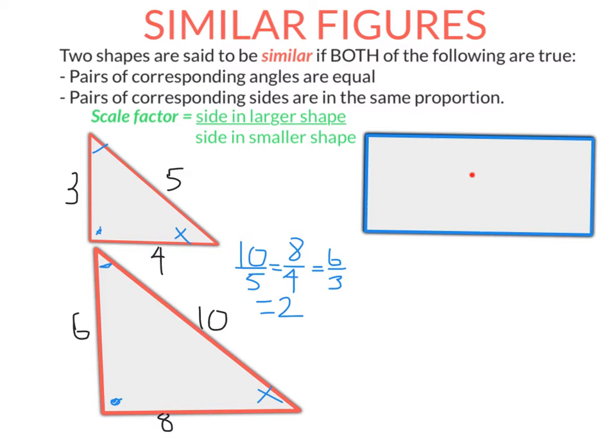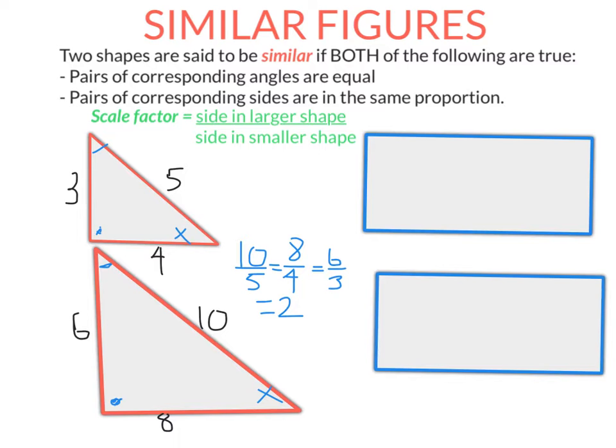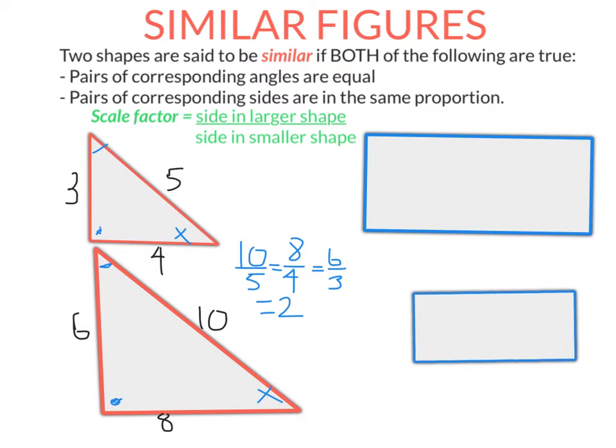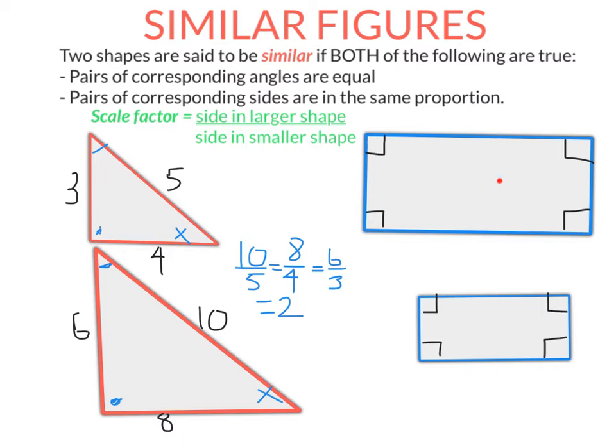So we could do something similar here with this rectangle. Similar figures need not necessarily be triangles. So we could take this rectangle here, and instead of an enlargement, we're going to perform a reduction. So this shape is just a larger version of this shape. Because I said they're both rectangles, both of them have all four angles equal to 90 degrees. So they have pairs of corresponding angles that are equal. These two angles are equal, these two angles are equal, and so on.